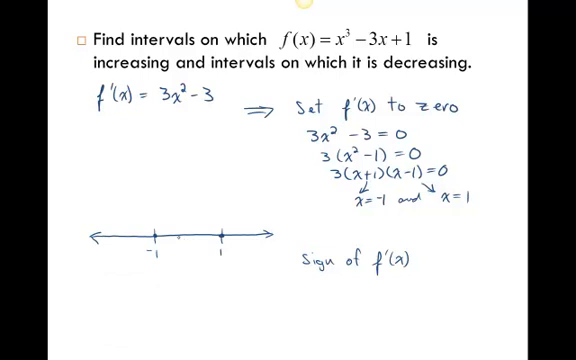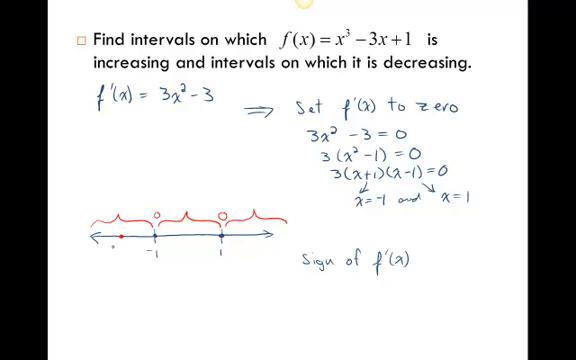Let's say there's basically 3 intervals we need to test. We need to test this interval from negative infinity to negative 1. We need to test this interval from negative 1 to 1. And we need to test this interval from 1 to positive infinity. So we need a test point in each of those 3 intervals, right? The sign of the first derivative is 0 at those 2 points. So pick our test point.